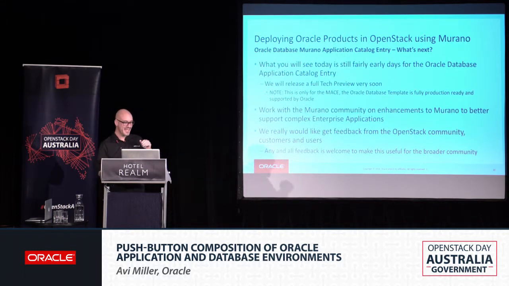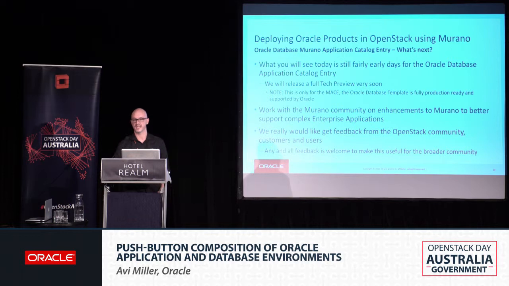So what you'll see, as I mentioned, Oracle OpenStack for Oracle Linux 3.0 is in beta at the moment. It is due for general release by the end of the year. The tech preview of the MACE, the Murano application catalog entry, will come out in the general release of 3.0. The actual underlying template is fully production certified and supported.